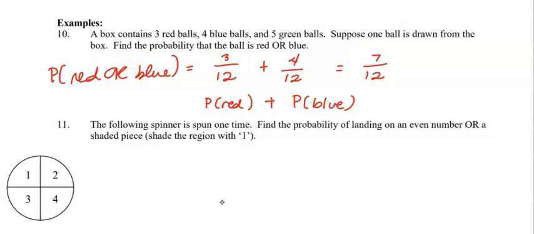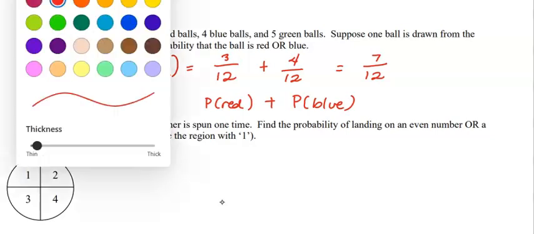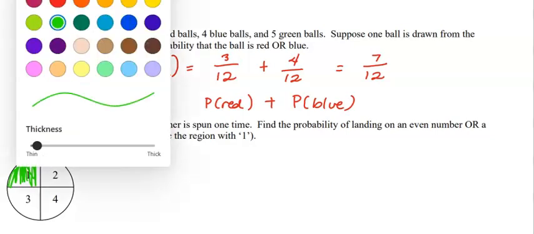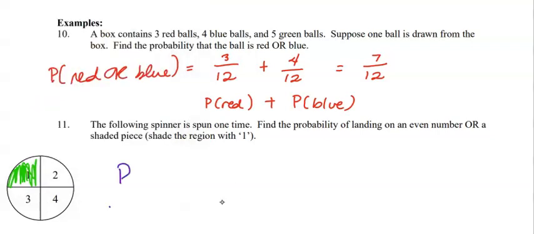Next we have a spinner, and it asks us to shade region 1. I'm going to get a lighter color here to do this. So here's shading the first region. And the following spinner is spun 1 time. Find the probability of landing on an even number or a shaded piece. So we want the probability of landing on an even number or a shaded piece.